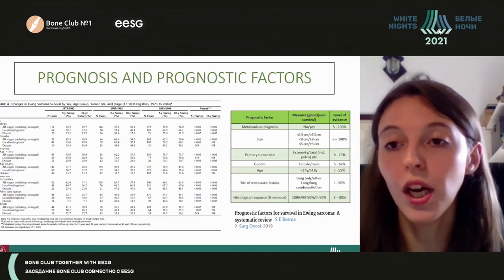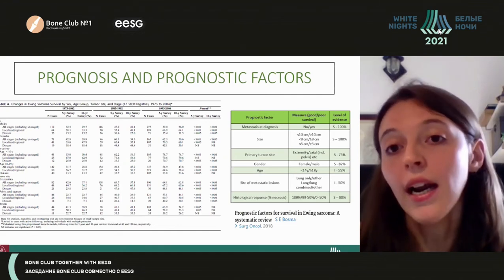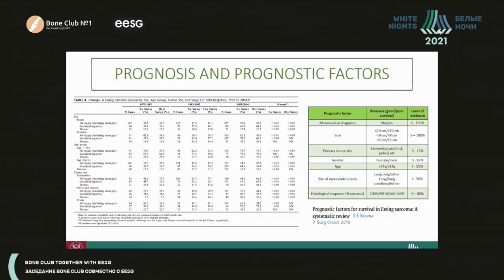So just to conclude, I wanted to remind you of the main prognostic factors to keep in mind. As we can see from this table, taken from an article published in 2018, there are some prognostic factors such as metastasis at diagnosis, the size, and the primary tumor site that have a strong level of evidence. Instead, others such as age and site of metastatic lesion have an intermediate level of evidence.